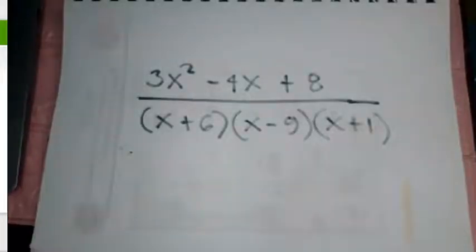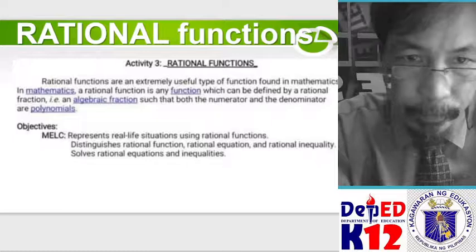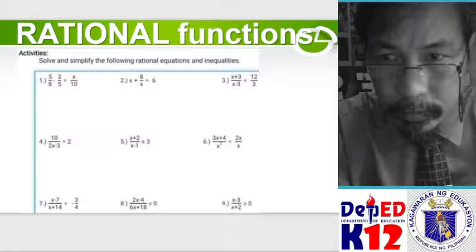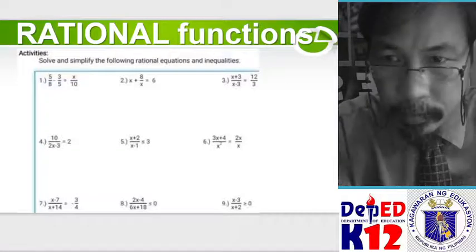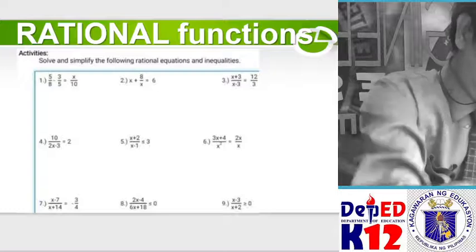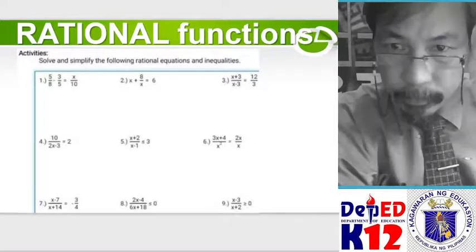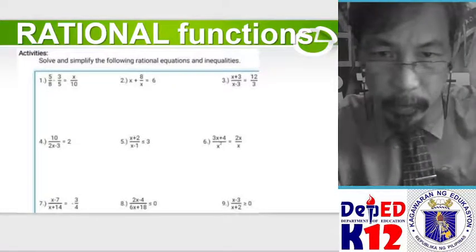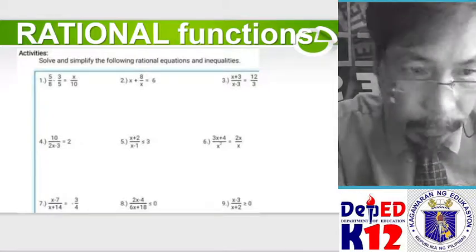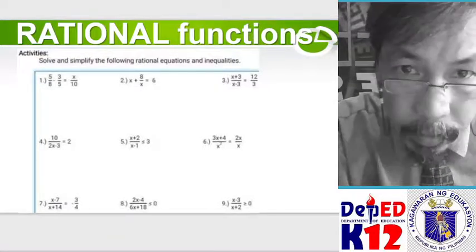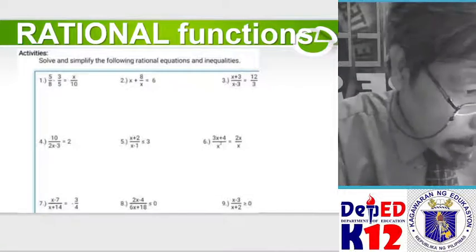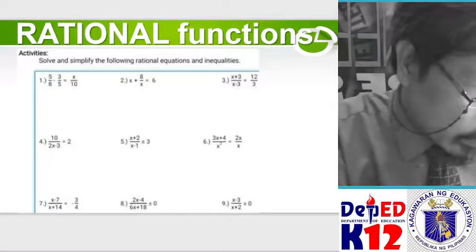So, let us go back to our problem. Let us now take a look at problem number 1. Okay, so we have problem number 1. Let us solve. For problem number 1, we are given 5/8 times 3/5 is equal to x over 10.